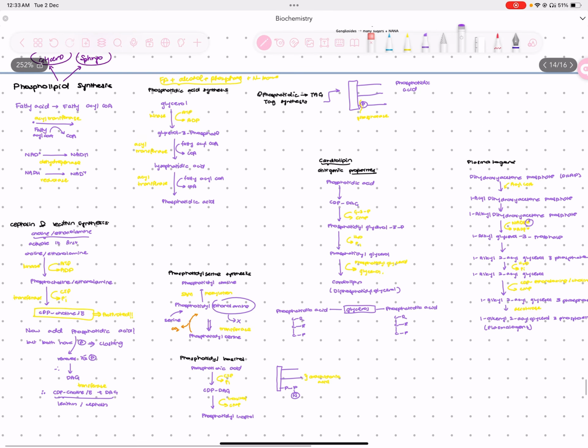Hi everyone, we're doing phospholipid synthesis. We've already covered it, but right now we're going to do it in detail, and whatever is left out will be covered in today's video. So phospholipid synthesis ये होती कहाँ है?